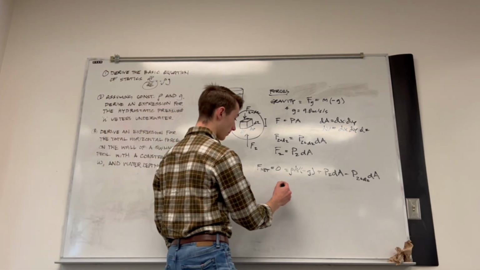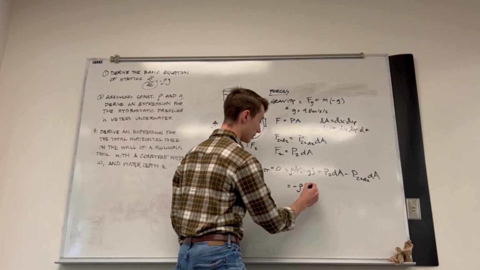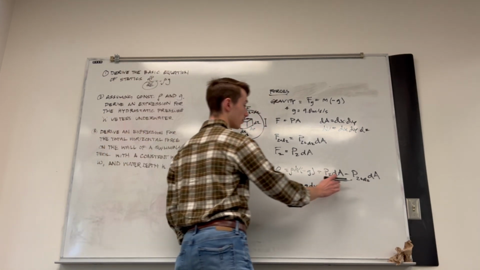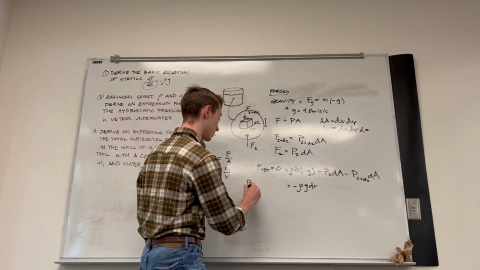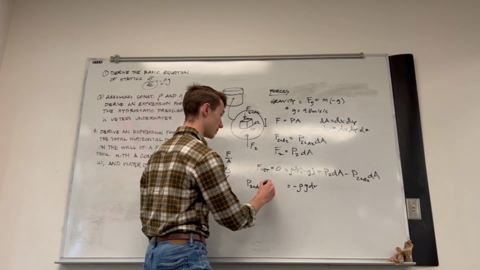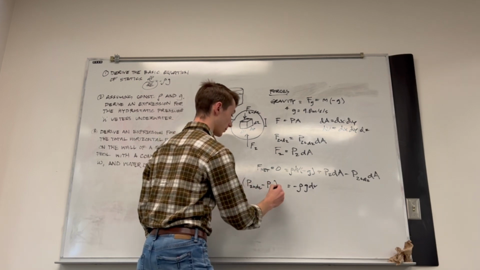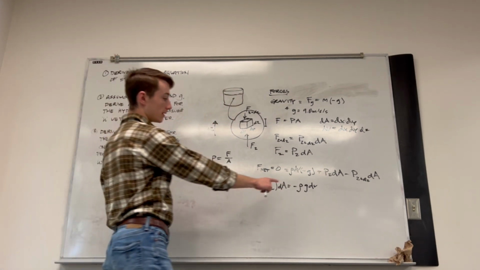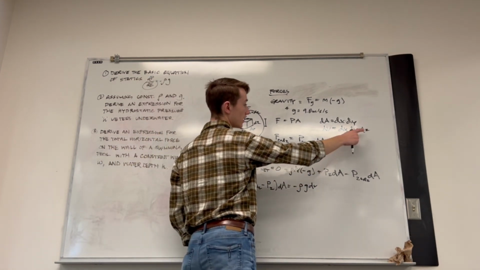So let's keep this over here. We're going to simplify this: rho g dV. And on this side of the equation, we'll get p at z plus dz minus p at z, and I'm going to go ahead and factor out dA right now. That just makes it a little easier for us. And recall that dV is the differential unit volume of our cube here, and that's equal to dx dy dz.